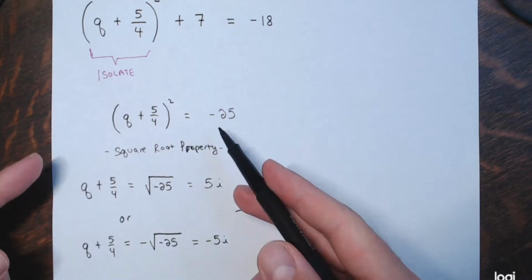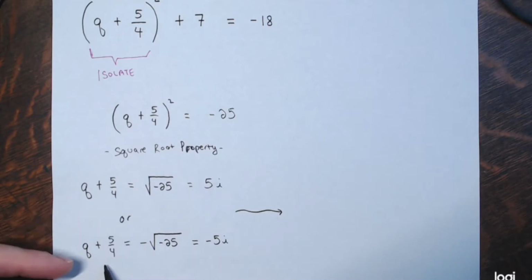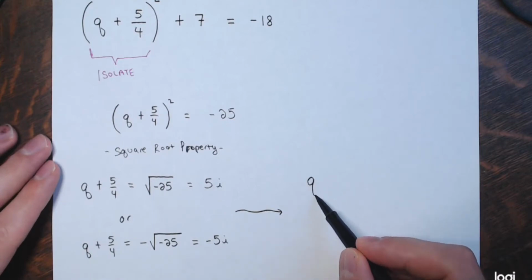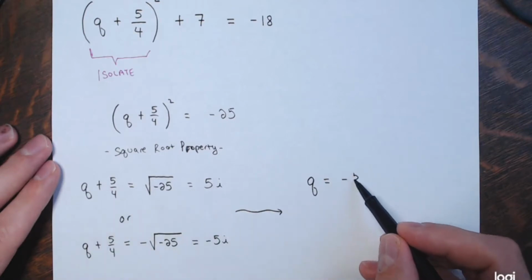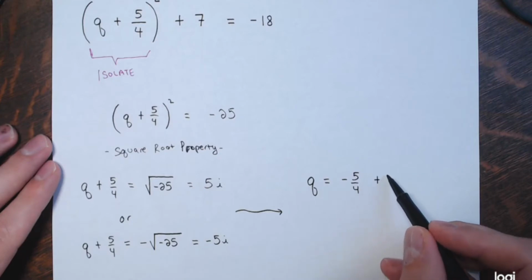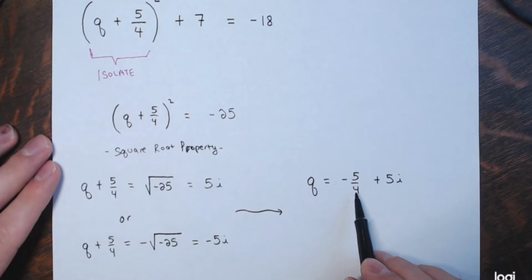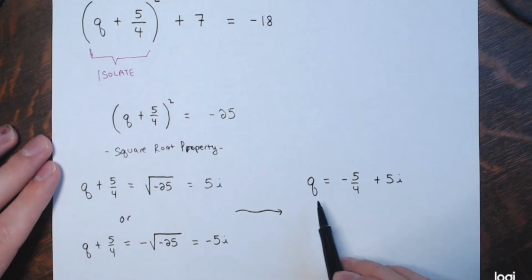See, now that I've applied the square root property, q is not alone in either of these. I would need to subtract 5/4 from both sides. So for the first equation there, I get q equals negative 5/4, then plus 5i. And remember, these don't go together. Negative 5/4 is a real number. 5i is an imaginary number. These don't get put together. And that's it. That's one solution.